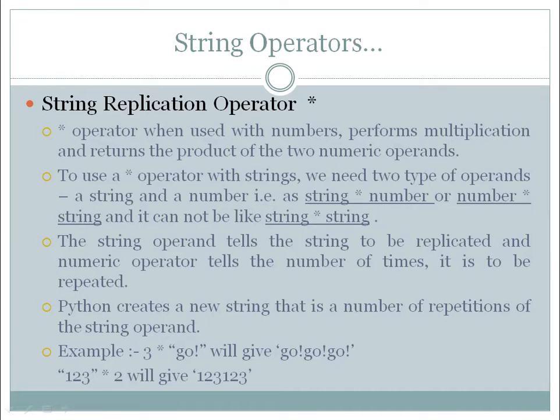If we write 3 into the string "Go!", that is Go followed by an exclamation mark, it will give us Go!Go!Go!. Replication means repetition. So this string Go followed by exclamation mark is repeated 3 times. Similarly, if we write a string "123" multiplied by 2 or repeated 2 times, it will give us the string "123123". Clear? The use of replication operator is clear to you? Great.